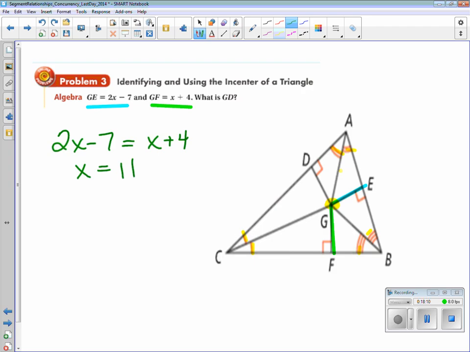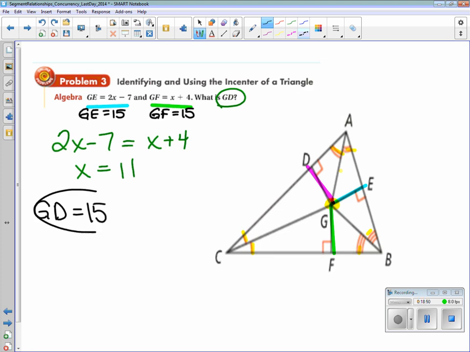To find the length of GD, what do I do? I want to find the length of GD. What's GD? How do I find the length of GD? Suggestions? If I plug 11 into x plus 4, what is the length of GF? 15. So GF is 15. What is the length of GE? It has to be 15. Therefore, what's the length of GE? 15. Doesn't matter which one I plug it into, they should all be the same.